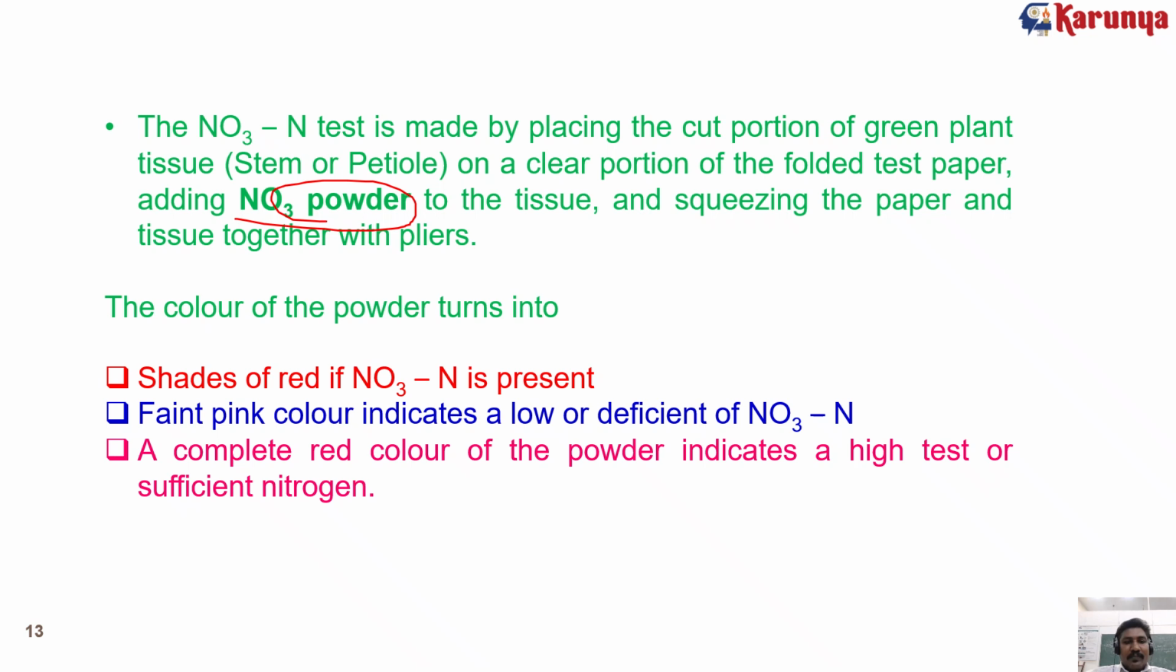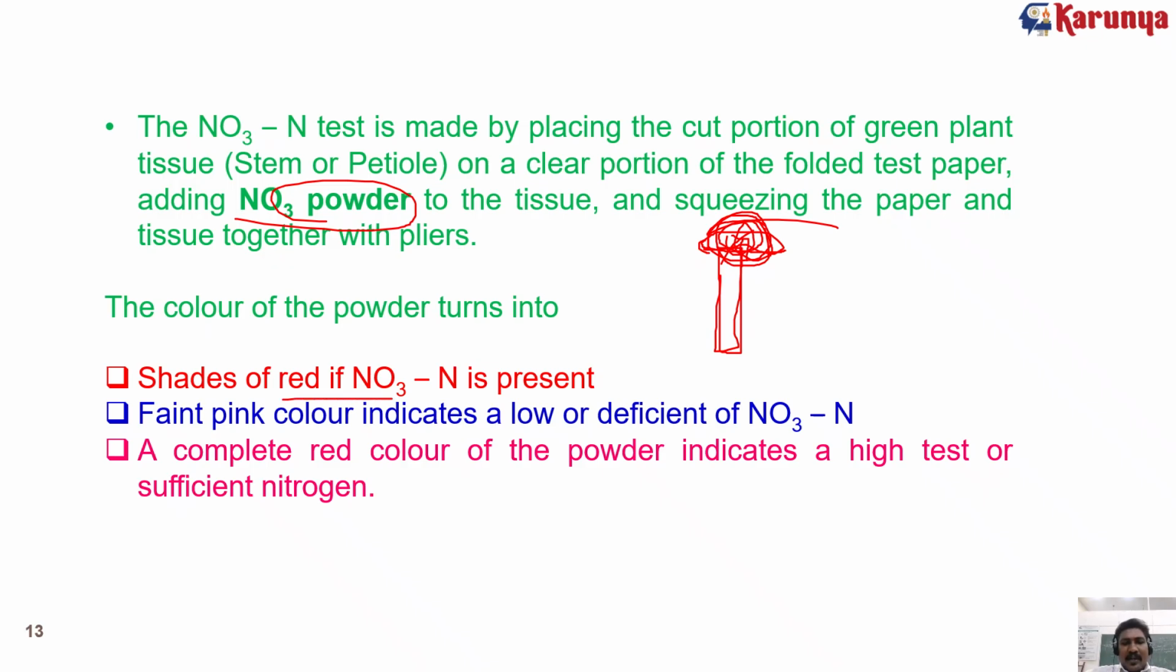So what you have to do, you have to cut the portion of plant. That green tissue will appear here on the cut area. Then the tissue paper has to be placed here and folded. When you are squeezing it, the solution will come out, means the tissue juice will come out. Then the color of the nitrate containing powder will be there along with the tissue paper. So when you are squeezing this plant sample with the tissue paper, the color change will appear.